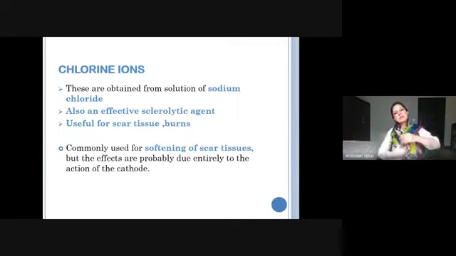Then chlorine ions, they are obtained from the solution of sodium chloride. They are also saccharolytic agents. They are useful in conditions where you want to resolve scar tissues and burns. They are commonly used for this purpose of softening of the scar tissue. But the effects are probably entirely due to the action of the cathode. They are most prominent under the cathode.